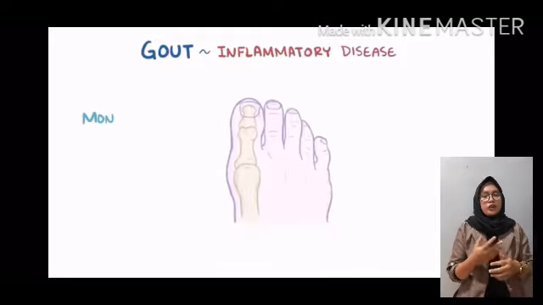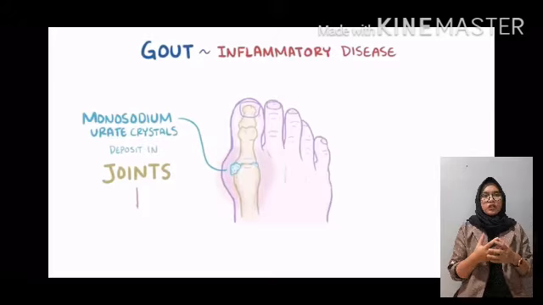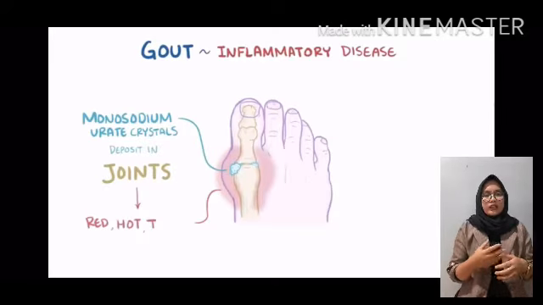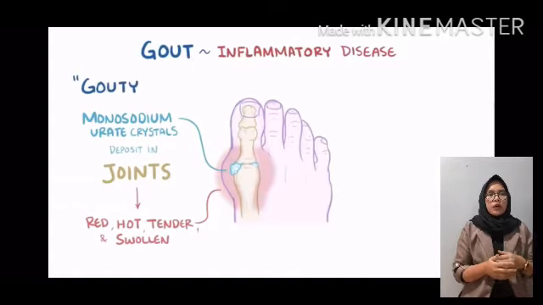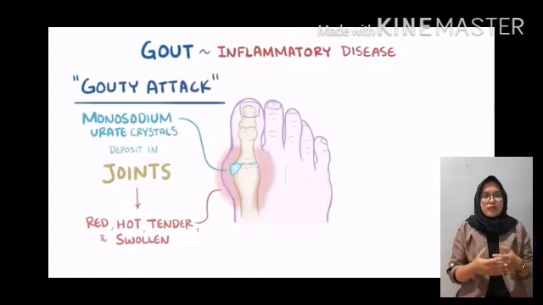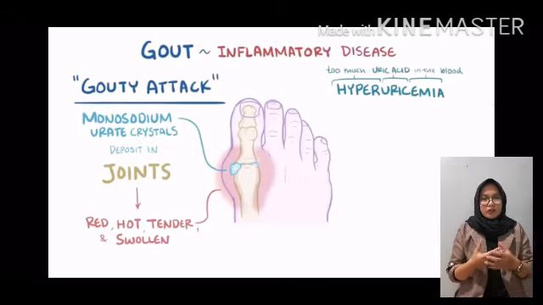Gout is an inflammatory disease in which monosodium urate crystals deposit into a joint, making it red, hot, tender, and swollen within hours. When this happens, it is called a gouty attack. The underlying cause is hyperuricemia, too much uric acid in the blood, which results in crystal formation.